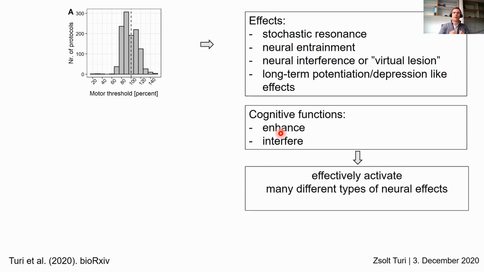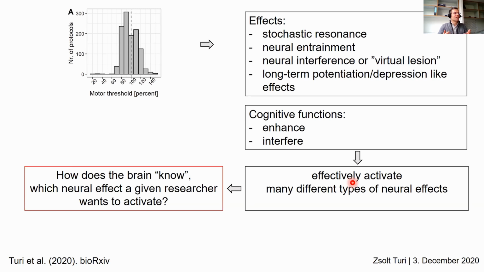So by this conceptual framework, we think that the same intensity range can effectively activate many different types of neuronal effects. And you might wonder, metaphorically, that if we use the same intensity, how does the brain know what neuronal effect a given researcher wants to induce?